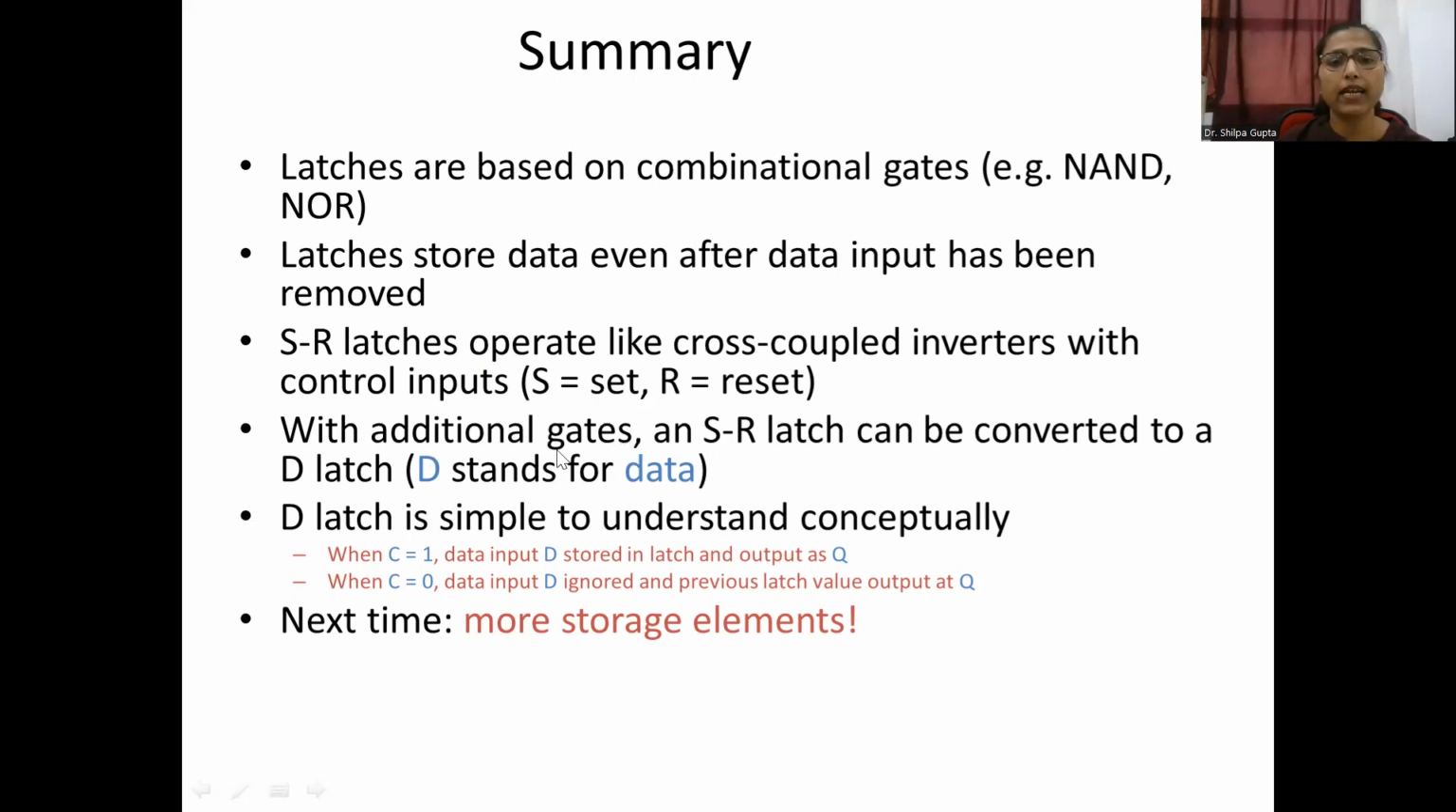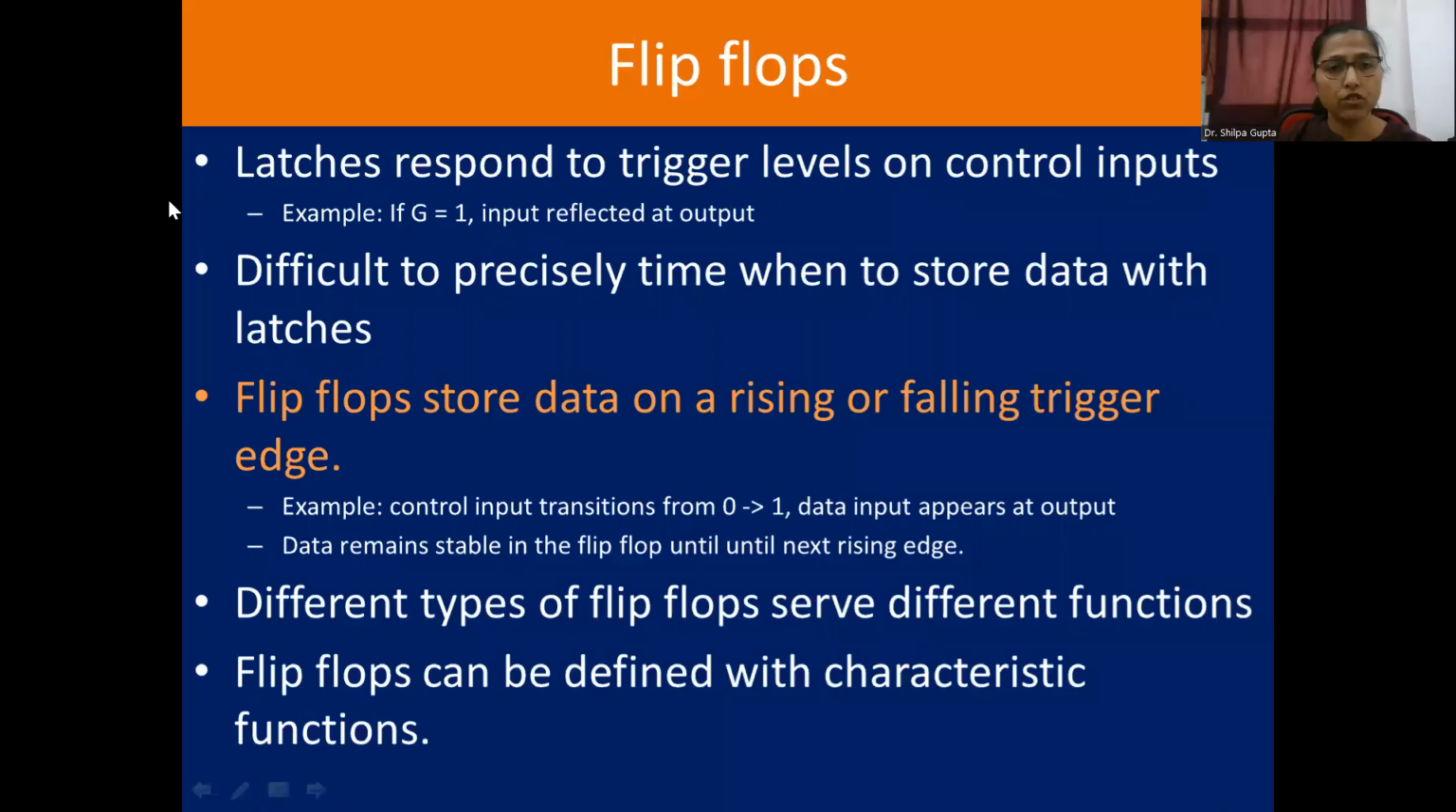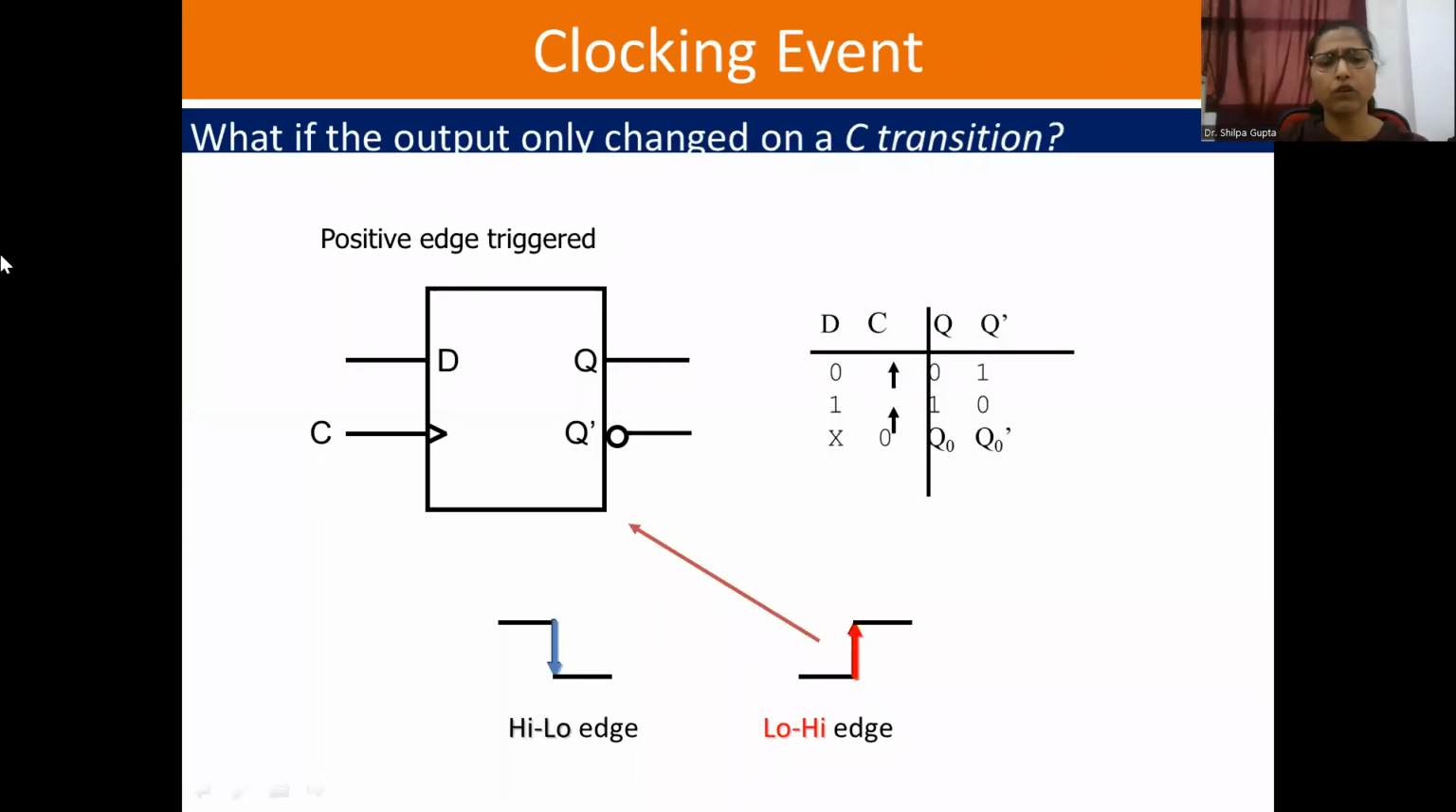With additional gates, an SR latch can be converted to a D latch. Obviously, we have put an inverter between S and R, and that becomes a D latch. D is simple to understand conceptually because whatever is applied to the D input is produced at the output. Nothing else has to be applied on the input. Okay, so this is all about the summary of latches. Now the flip-flops. Basically, flip-flops are latches with timing signals, because we have already applied the clock signal to the latches.